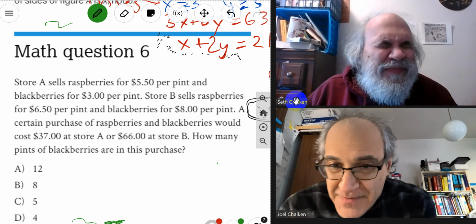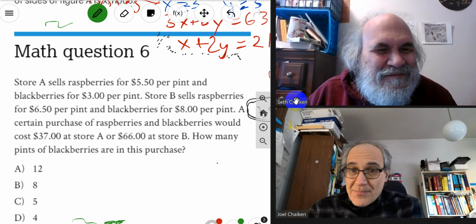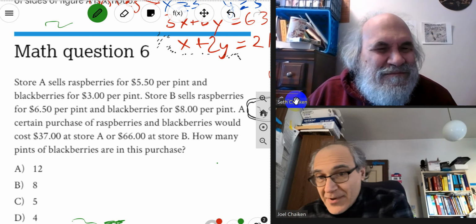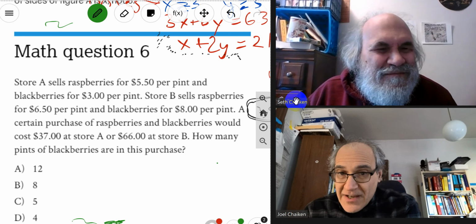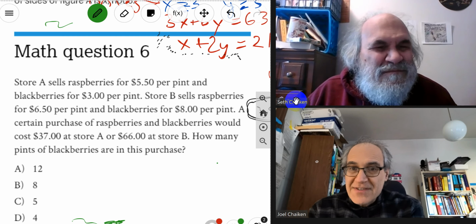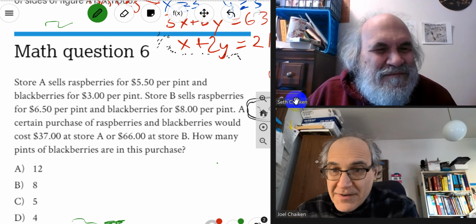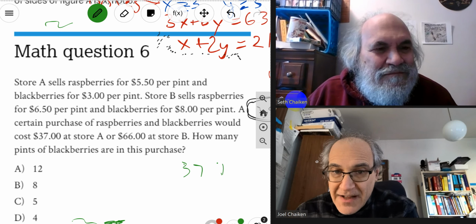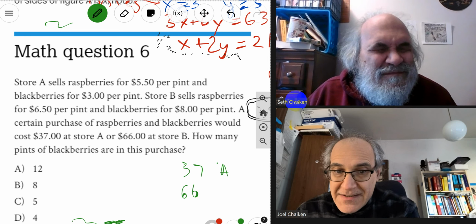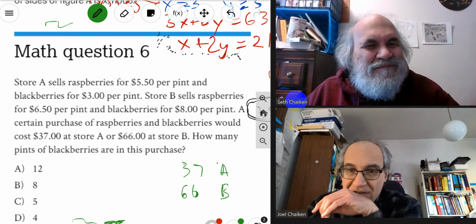Store A sells raspberries for $5.50 a pint and blackberries for $3 a pint. Store B sells raspberries for $6.50 a pint and blackberries for $8 a pint. A certain purchase of raspberries and blackberries costs $37. Okay, I'm going to take some little notes. $37 at A and $66 at B. How many pints of blackberries are in this purchase?